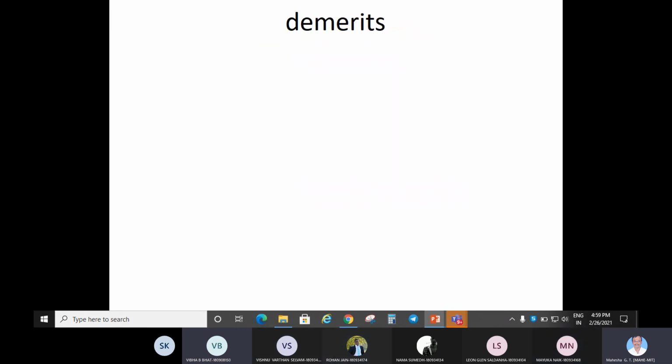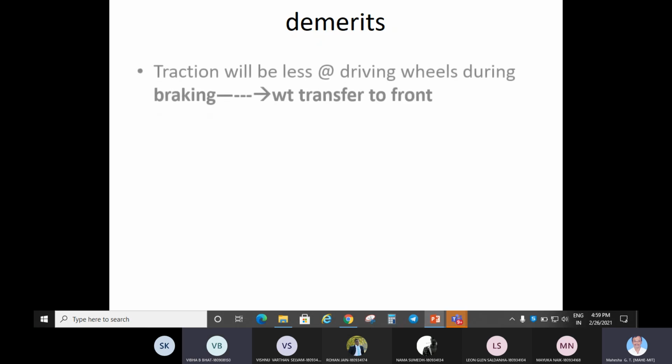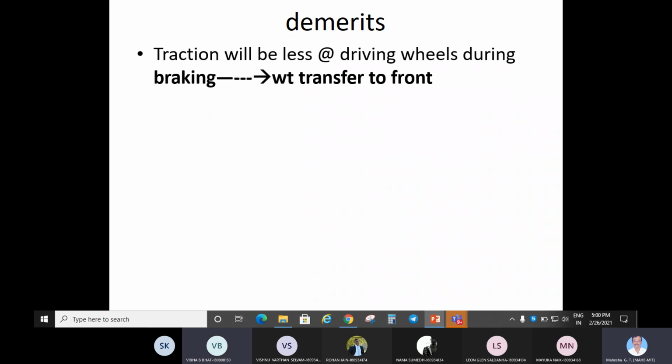Demerits. Some of the demerits against front wheel drive are these. Traction will be less at the driving wheels, that is the rear wheels, during braking, because during braking some of the weight will be shifted from back to front. That is called weight transfer due to braking. You might have heard about that in your automobile chassis and suspension also. I hope that you have already gone through that. Because of the weight shifted from back to front, there will be less traction available when a vehicle is braked. So stability of the vehicle may be affected while the vehicle is braked.